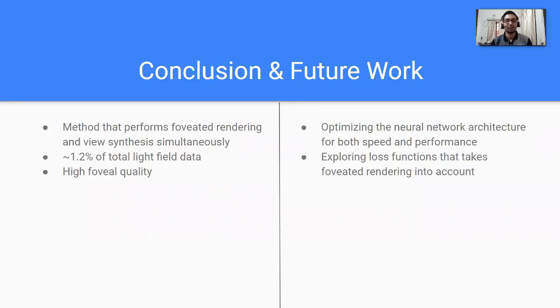To summarize, our method requires only about 1.2% of the total light field to be rendered for acceptable quality, and this is done utilizing view synthesis and foveated rendering. In the future, we hope to optimize the CNN architecture for both speed and performance, and also explore loss functions that account for foveated rendering.